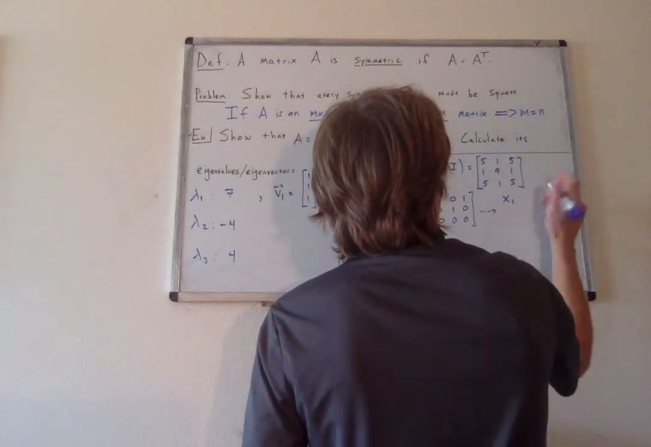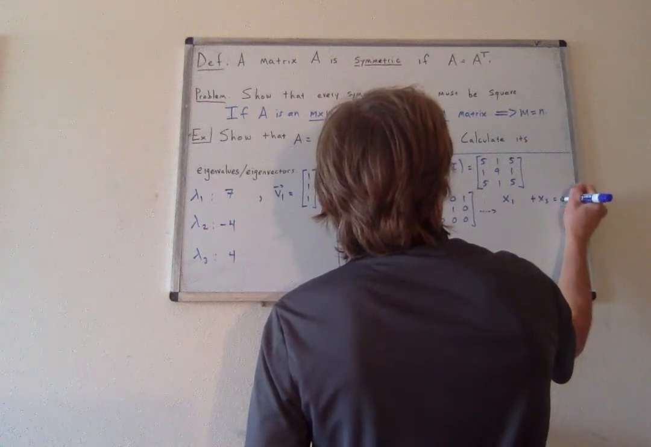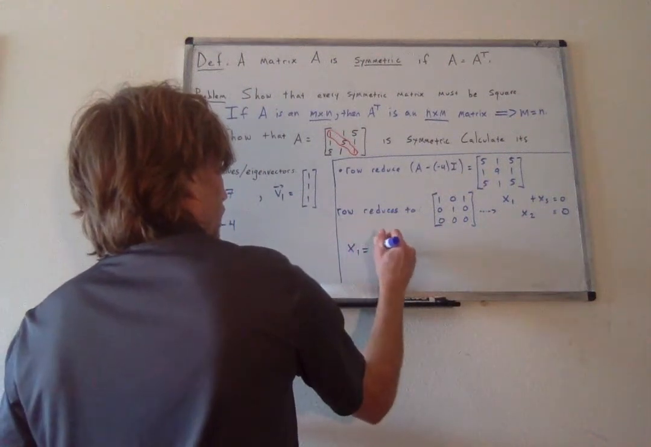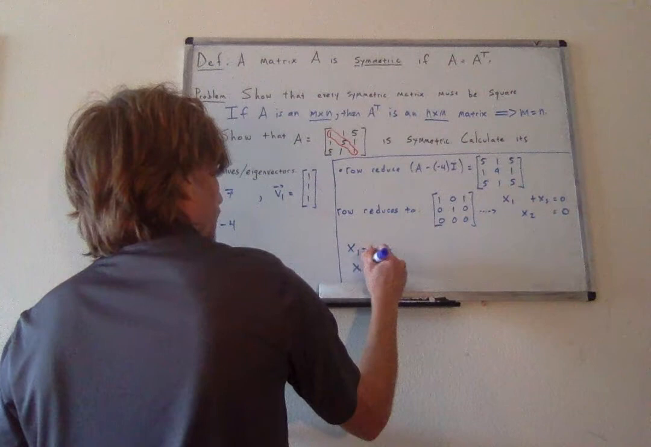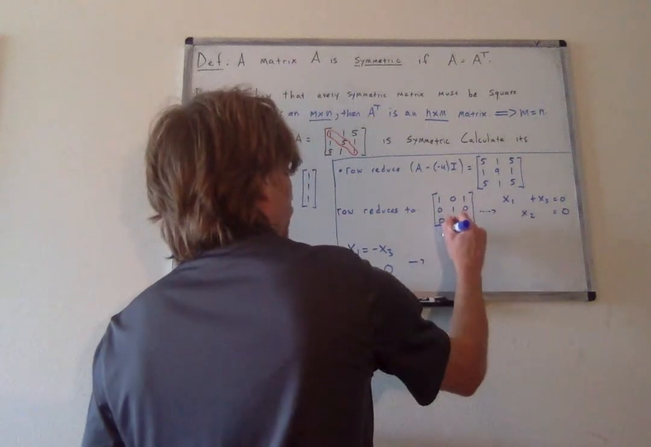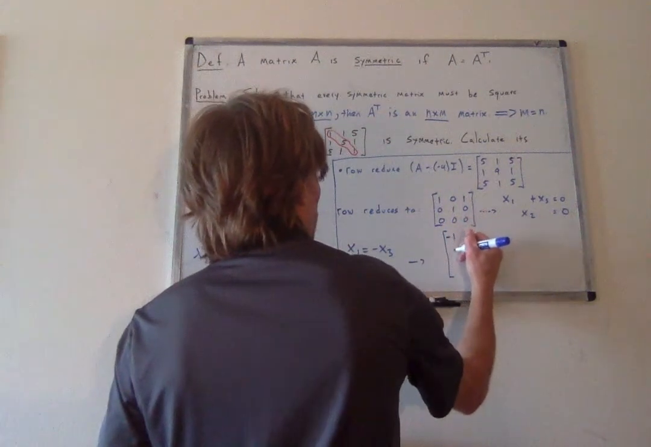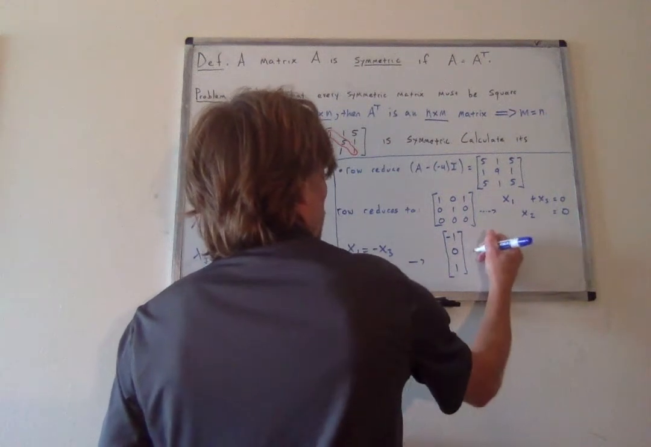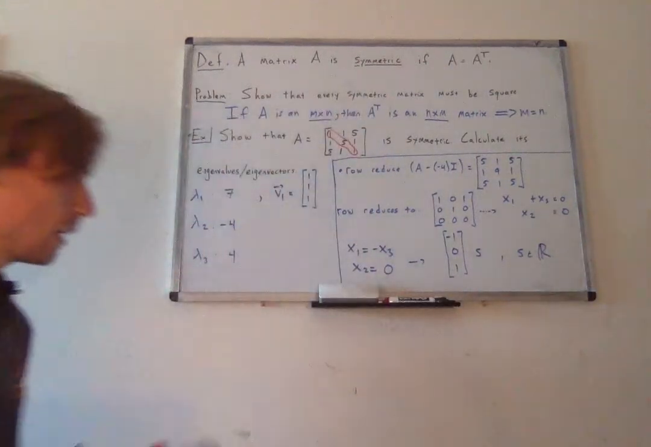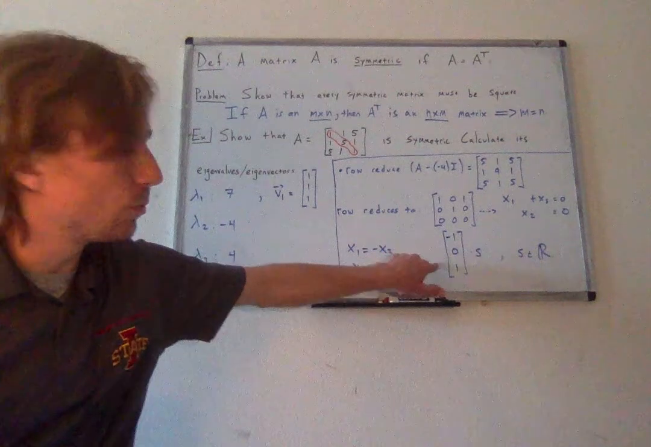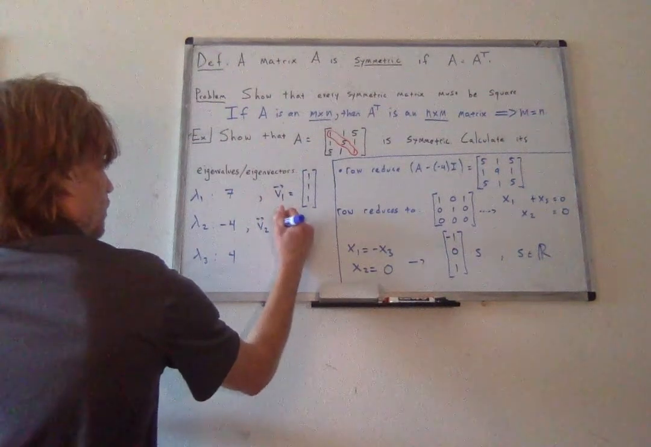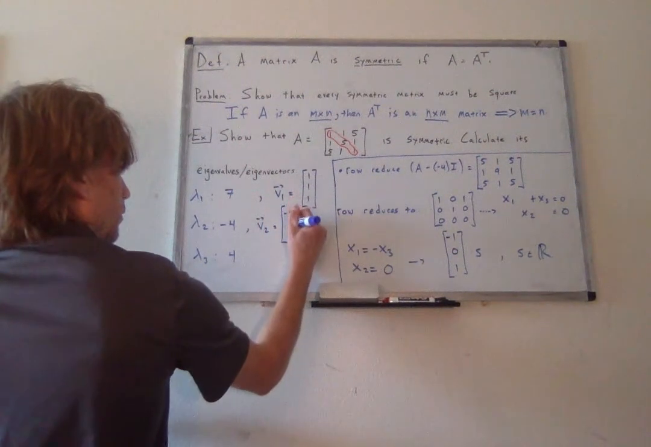So this corresponds to x1 plus x3 equals 0, x2 equals 0. Solving for my non-free variables in terms of my free variables, I get x1 equals -x3, x2 equals 0. And so the parametric vector form solution would be -1, 0, 1 times s, where s is just any real number. And so that means that this vector, -1, 0, 1, along with all scalar multiples of this vector, would be acceptable as an eigenvector for -4.